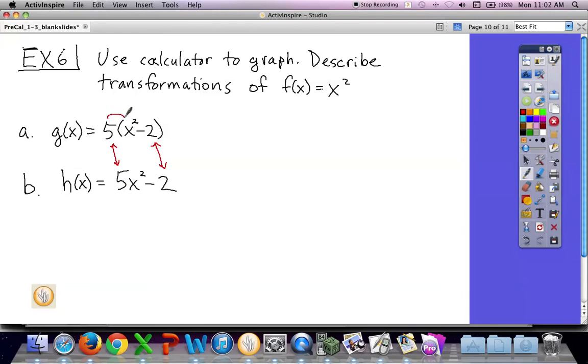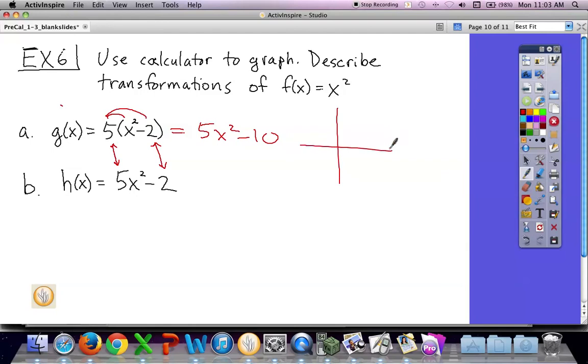But if I distribute this, what do I get? 5x squared minus 10. So now what does it look like is going on in that one? It's being shifted 10 down. It's not 2 down. The fact that it was in parentheses meant that it was actually 10 down. It's like the first thing you do is you shift it 2 down, right? That would be the first step.